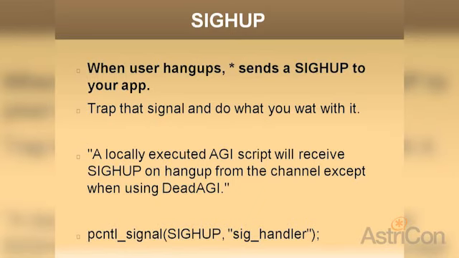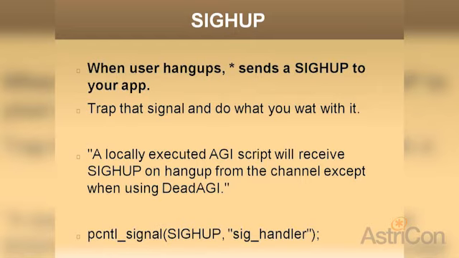Similar to the dead AGI, there's a SIGHUP. A SIGHUP is just a signal sent from the kernel to your specific process, which is an AGI script. So it's possible inside your AGI to trap that SIGHUP to do whatever you want. Each time a user hangs up and the channel is dead, the kernel sends a SIGHUP to Asterisk. Asterisk sends that same SIGHUP to your application.